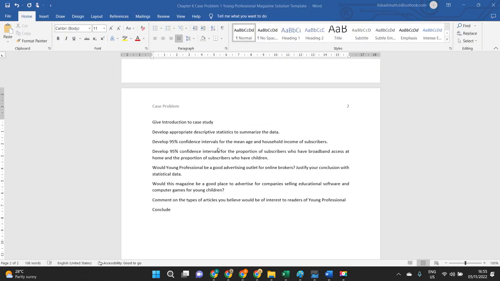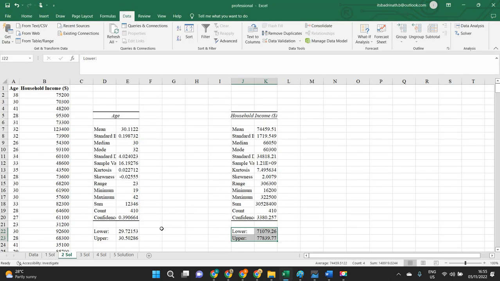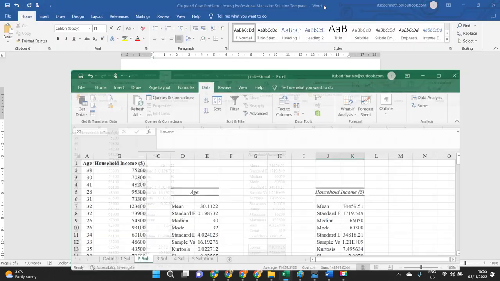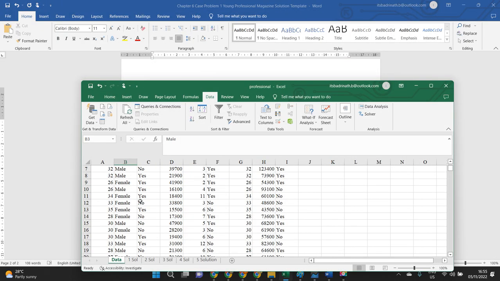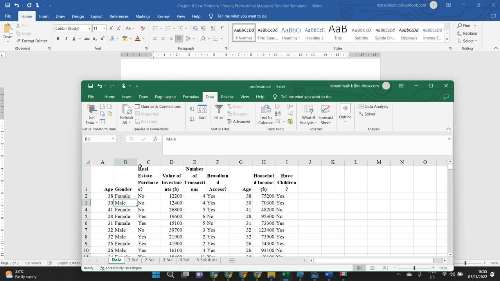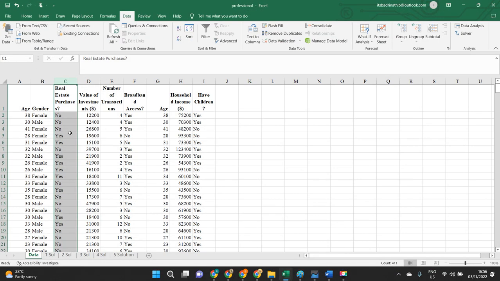The third point asks about proportions. See, in this given data, there are some values for which data is in text format. Okay, this is a nominal value. For these values, we are supposed to convert them into proportions and we are supposed to compute confidence intervals.